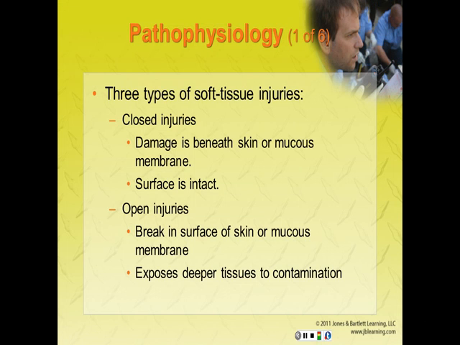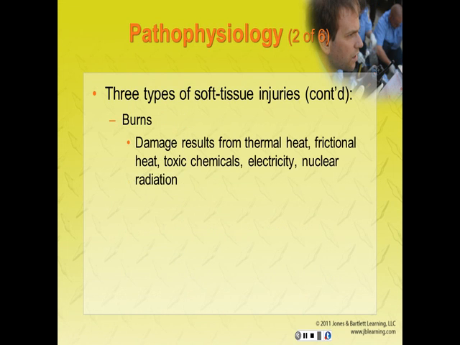Pathophysiology. There are three types of soft tissue injuries: closed injuries, where damage occurs beneath the skin or the mucous membranes, and the surface of the skin remains intact. Open injuries, where there is a break in the surface of the skin or mucous membrane, and it exposes deeper tissues to contamination. And burns. Damage results from thermal heat, frictional heat, chemicals, electricity, and nuclear radiation.